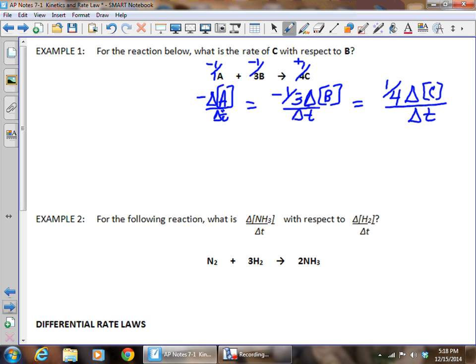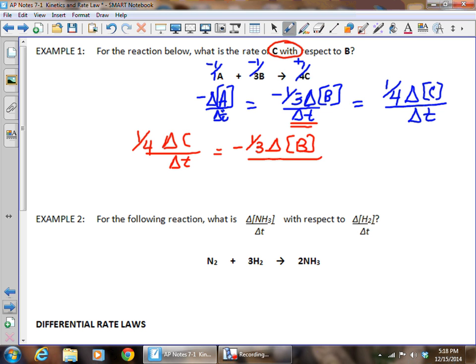But now what is it asking us to find? It's asking us to find the rate of change of C with respect to B. So we're finding C, so that's the one that's going to go first. So we've got 1/4 of the rate of change of C per change in time. And we want it with respect to B, so we're going to set those two equal to each other. Negative 1/3 the rate of change of B per unit time.